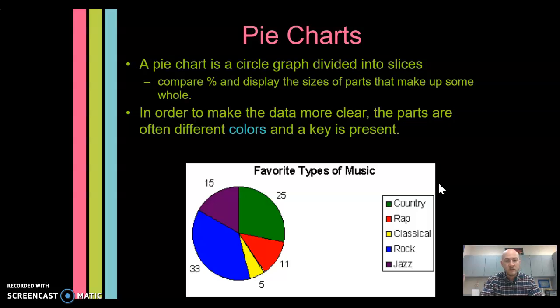So in this graph, we see favorite types of music. And you'll notice that we have different numbers here. I'm not sure if these numbers are representing a percentage or if they're showing you a number of types of music.